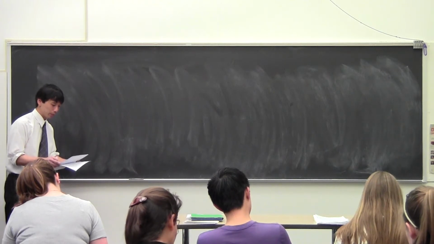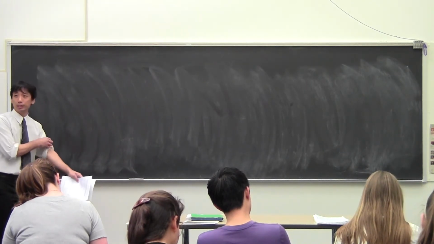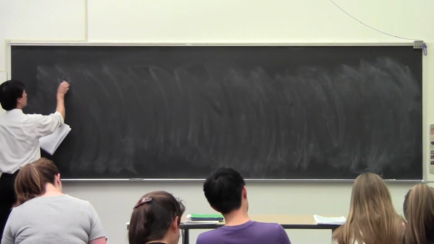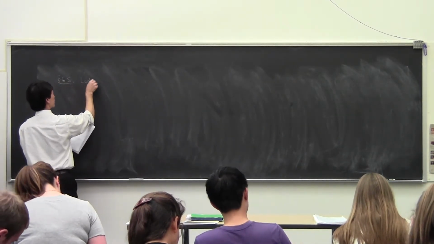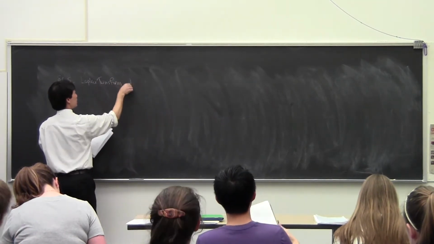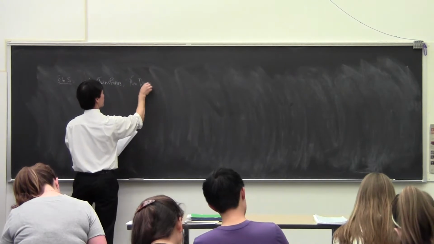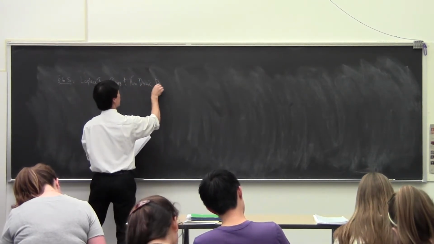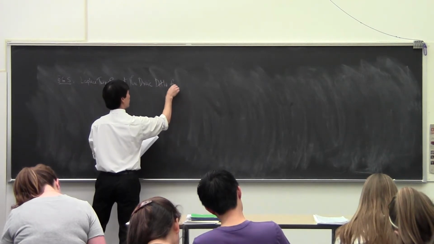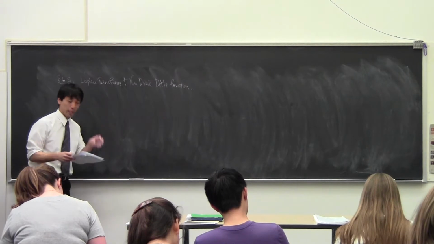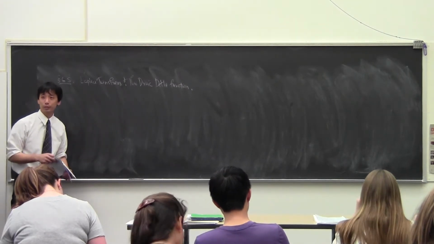Going back to section 6.5, which we started but did not finish last time. So 6.5 is about the cosine transform and the Dirac delta function. The Dirac delta function. Right. And so remember what the Dirac delta function was?